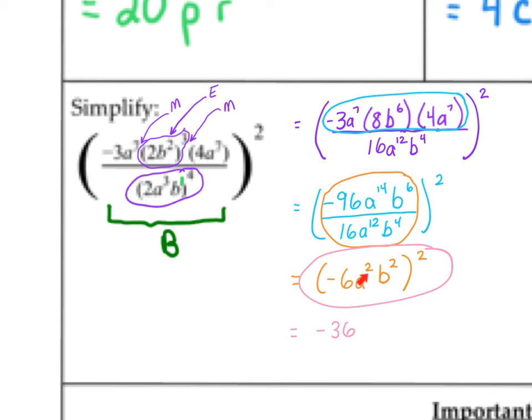For the a's, an inside exponent gets multiplied with an outside exponent. So that would become a to the 2 times 2, which is 4. And the same with the b's. The inside exponent is 2 and the outside exponent is 2. So that would be an exponent of 4.